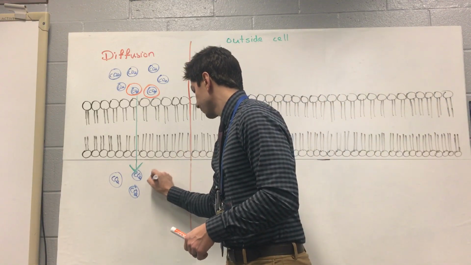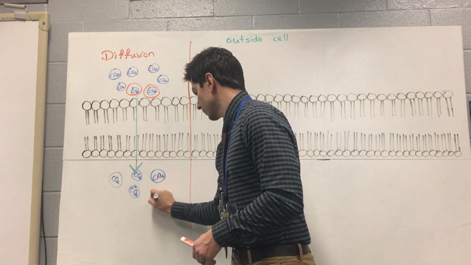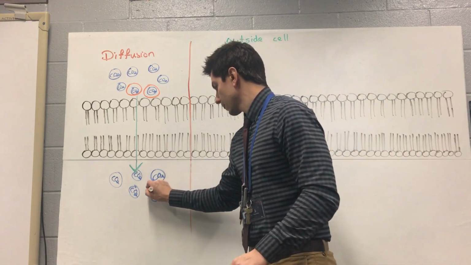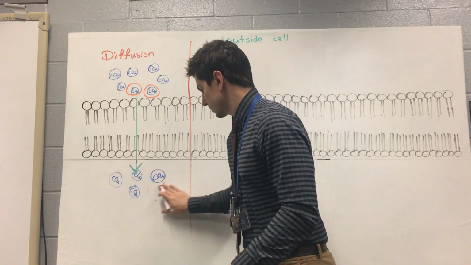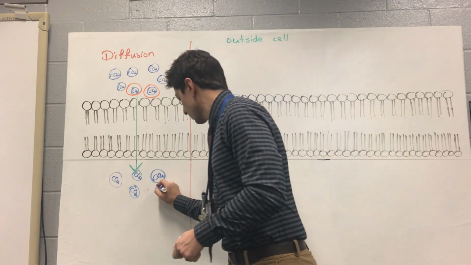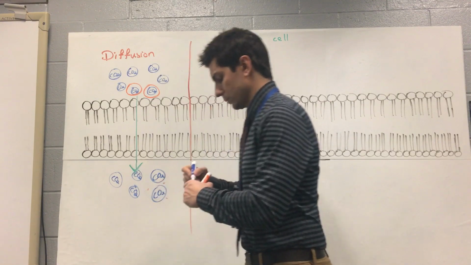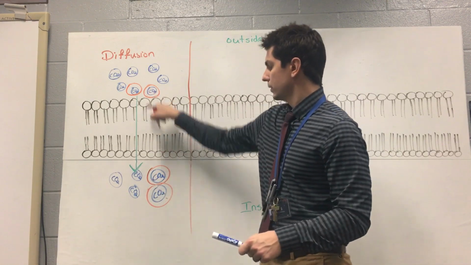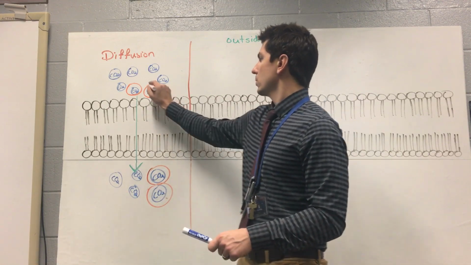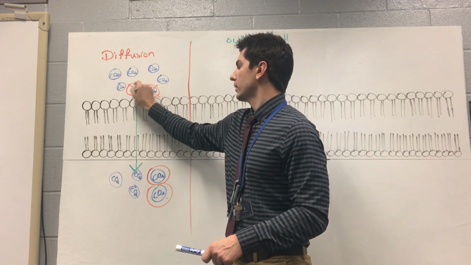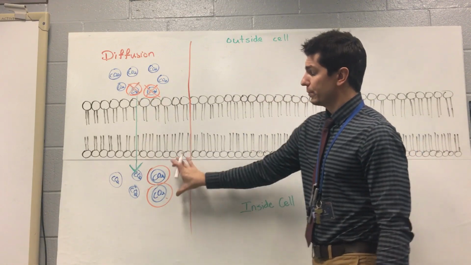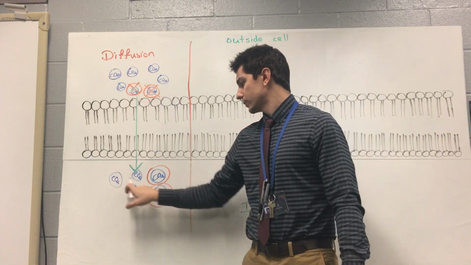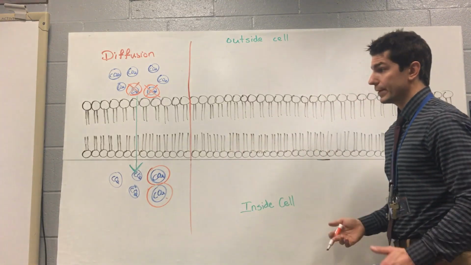So there's 1, there's 2, okay. Oops, sorry guys, that was my mistake. So there's our 1, there's our 2, that's those 2 that moved through. So after that, these ones are no longer on this side of the cell membrane. So we moved our 2 carbon dioxides across. We have 1, 2, 3, 4, 5 here, 1, 2, 3, 4, 5 here. We are now at equilibrium.